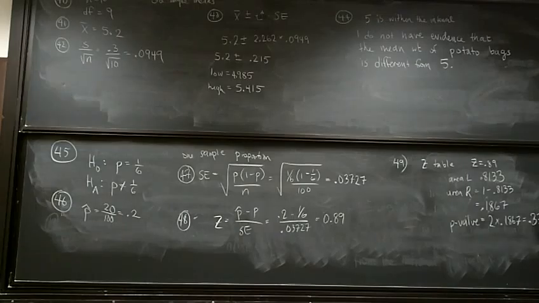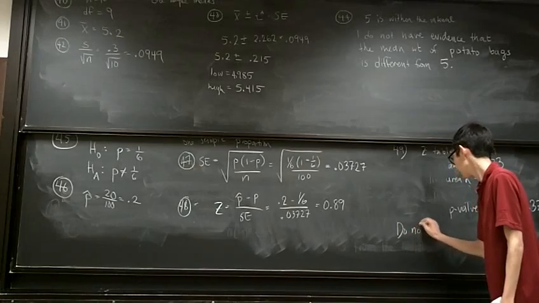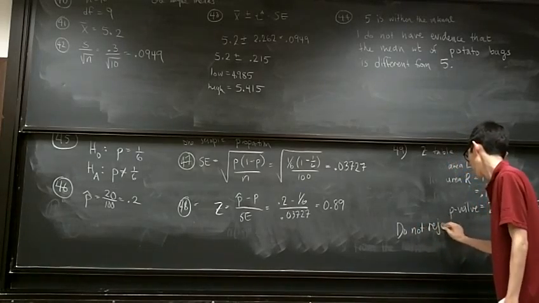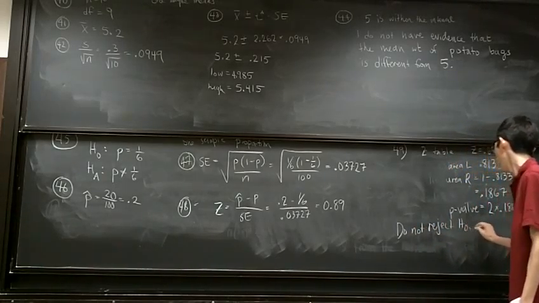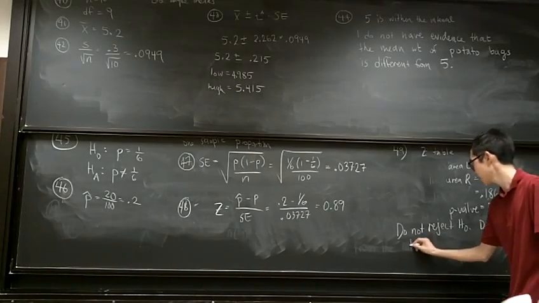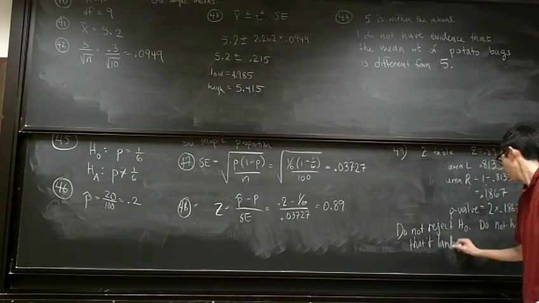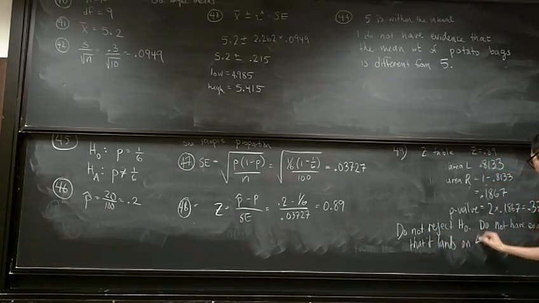So if my p-value is 0.3734, I do not reject the null hypothesis, and we do not have evidence that it lands on 4 differently than 1/6 of the time.